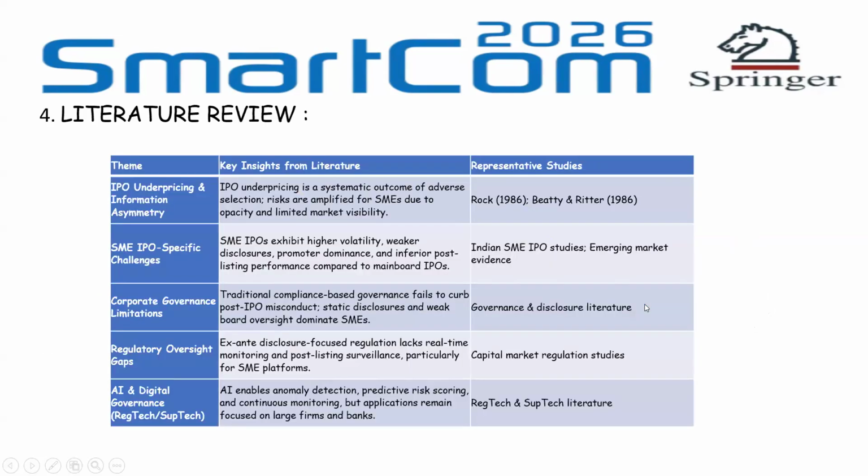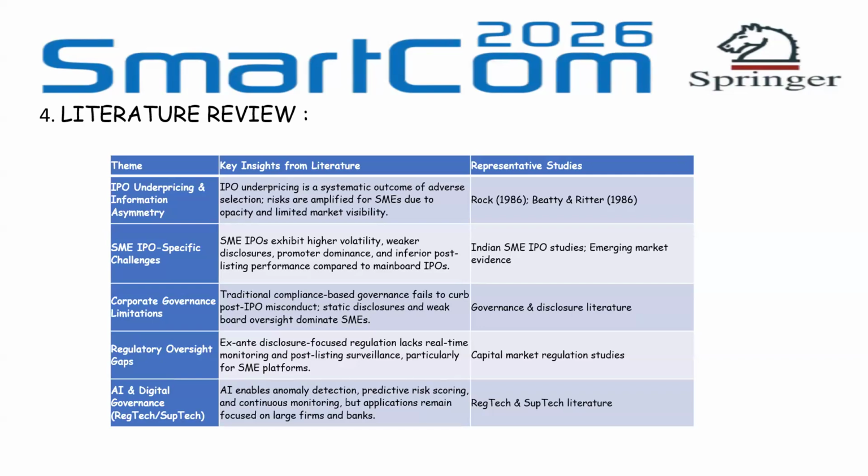Now, when we reviewed our literature, these are some of the themes that we found. This table presents the themes and key insights from the specific literature that we have analyzed. The first theme is IPO underpricing and information asymmetry. This is basically a systematic outcome of adverse selection, and the risks are amplified for all these small medium enterprises due to the opacity and limited market visibility.